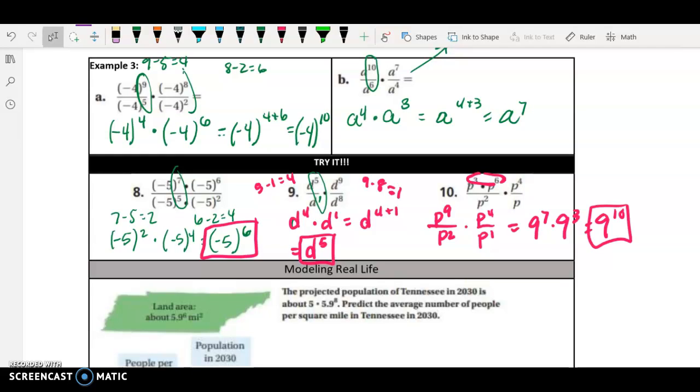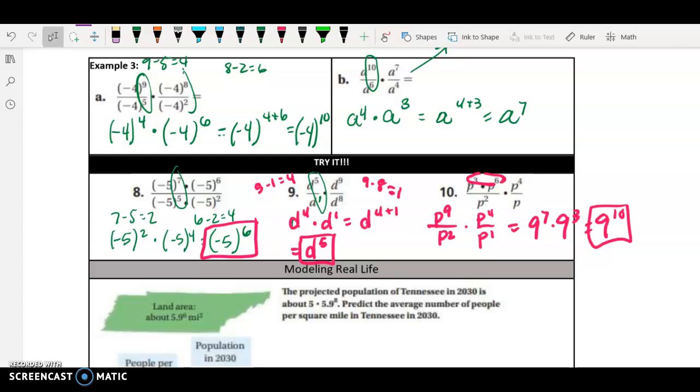Number 8, 7 minus 5 is 2, so I have -5 squared times 6 minus 2 is 4. So I have -5 squared, -5 to the 4th, and I add those. 2 plus 4 is 6, so I have -5 to the 6th power. For number 9, whenever there's not an exponent, remember that it's a 1, and so 5 minus 1 is 4, and then 9 minus 8 is 1, so I have d to the 4th times d to the 1st, which equals d to the 4 plus 1, and that equals d to the 5th power.